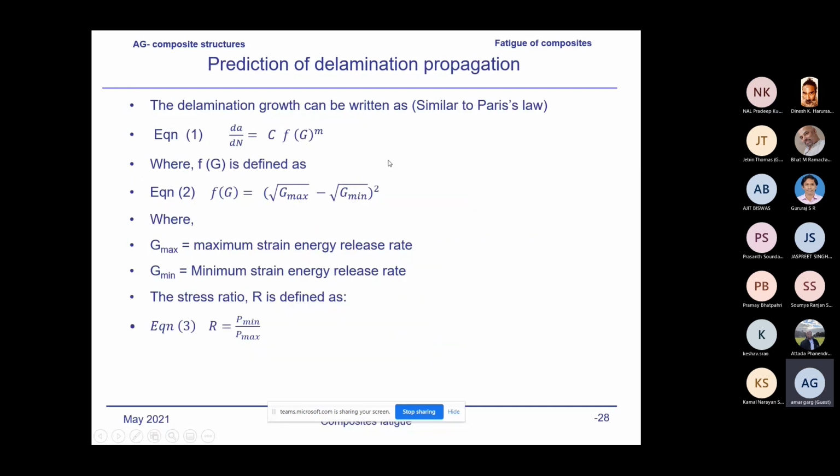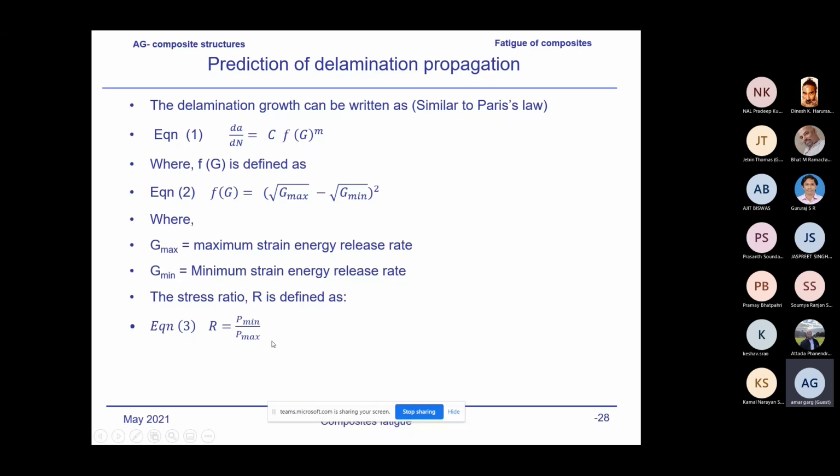Now da/dN, somebody asked a question last time, showing the functionality. So da/dN is a function of C, which is a parameter, times a function of G raised to the power m. And delta G is defined as square root of G max minus square root of G min, squared, where G max is the maximum strain energy release rate and G min the minimum. The stress ratio is defined as P minimum over P max.